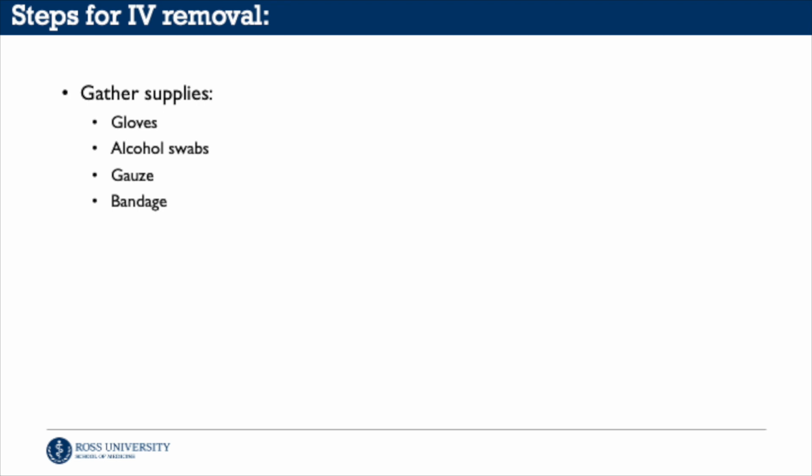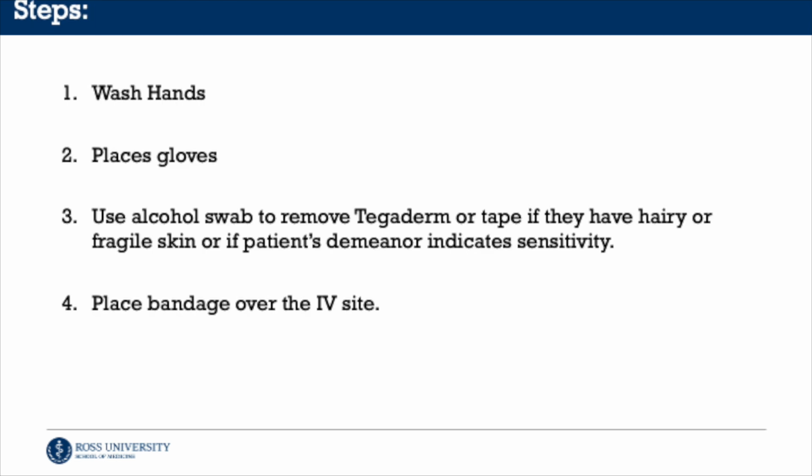For your IV removal, you always have to gather your supplies. This should include your gloves, alcohol swabs, gauze, and a bandage. The steps are pretty simple. Wash your hands, place your gloves, and then you are going to use the alcohol swab to remove the Tegaderm or tape if they have hairy or fragile skin or if the patient's demeanor indicates sensitivity. Then you'll place a bandage over the IV site after it has been removed.